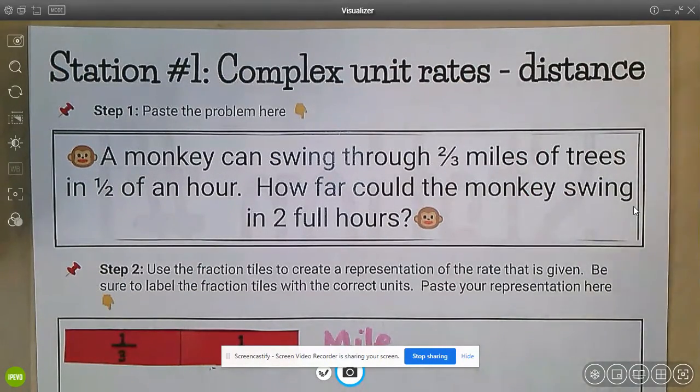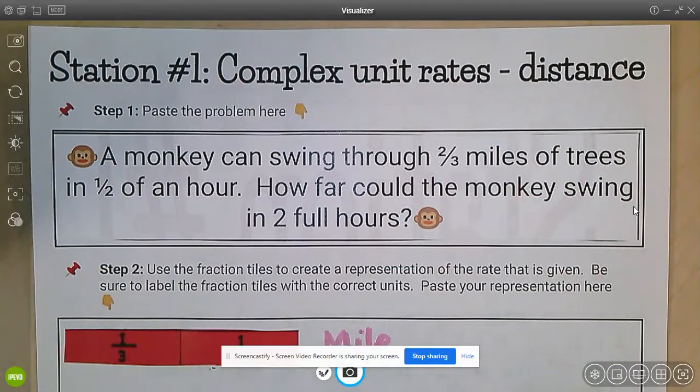So, step 1, you will see a series of problems at your station. Each person should choose a different problem with a different little animal, and you are going to paste your problem here and then go ahead and read it. So I pasted my problem down. Now I'm going to read it. It says a monkey can swing 2/3 miles of trees in 1/2 of an hour. How far could the monkey swing in 2 full hours?